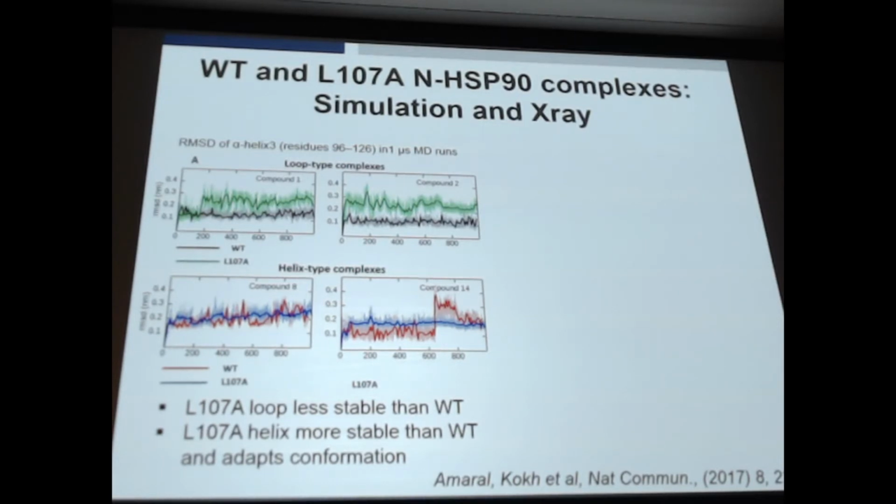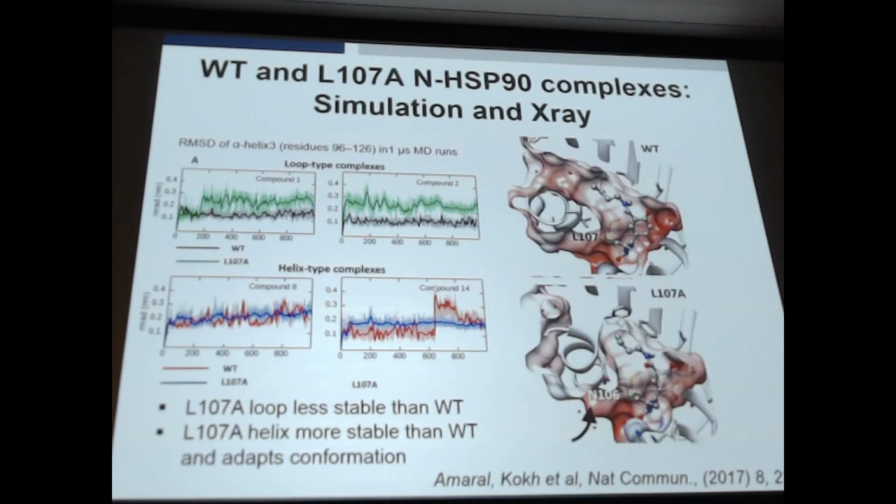So if the mutant is more stable than the wild type, what effect does that have on binding to compounds? That will change the relative stability of our complexes. And we could see that again by running simulations with compounds where we have the loop type model or the helical conformation. And you can see in general that the mutation would stabilize the helical form.